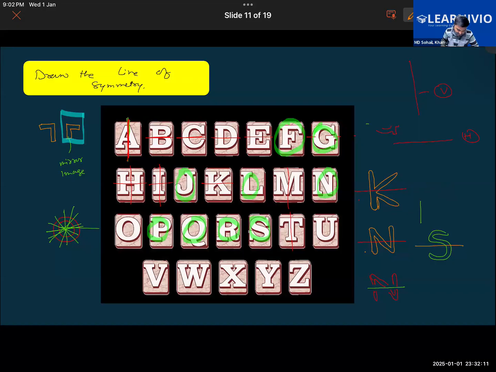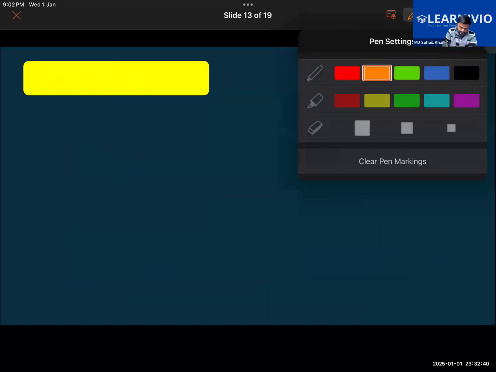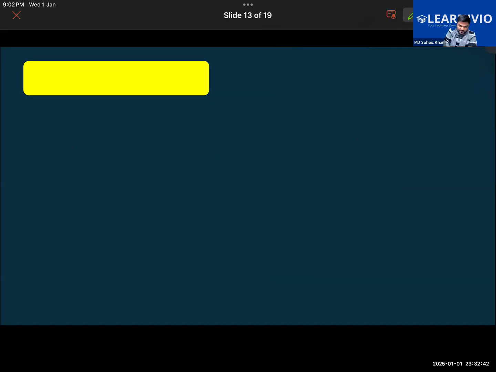Okay. What about V? The letter V. So vertical or horizontal line of symmetry? Vertical. So it has vertical. Very good. And what about the letter W? Vertical. Very good. And about X? Be careful with the X. I'm going to draw it differently. Let me draw it for you.